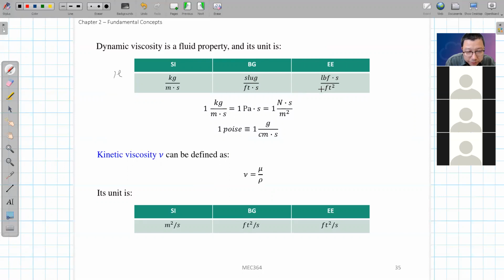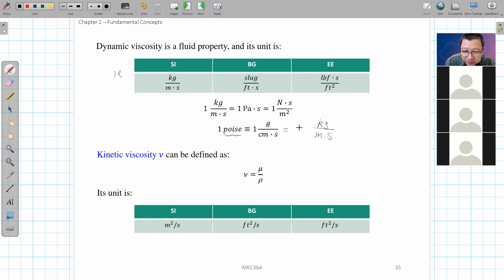There is another very commonly used viscosity unit, which is called the poise. Okay, so basically one poise is defined as 1 gram per centimeter per second. So you can quickly write the correlations, right? So if I try to write this in kilogram per meter per second, what will the value be? Anyone? What should the coefficient be?